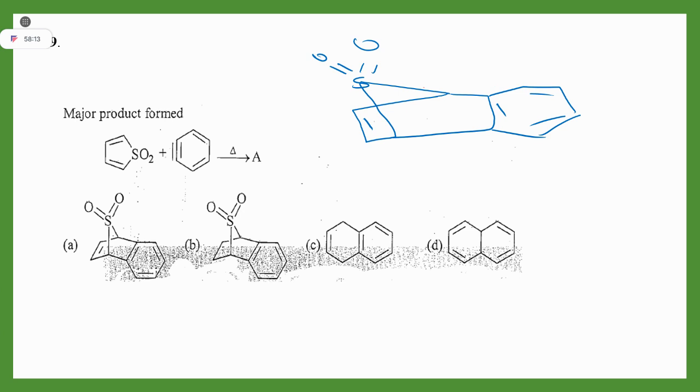Option A. Option number A is the first step. That is correct. But then I have told you after Diels-Alder reaction, SO2 molecule will leave. Now you have to tell me which is the most appropriate product.